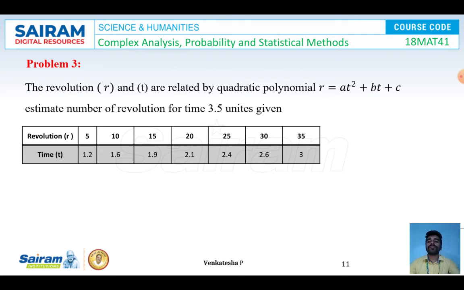Problem number 3. The revolutions r and time t are related by the quadratic polynomial r = at² + bt + c. Estimate the number of revolutions per time 3.5 units. Given revolution as r, that is 5, 10, 15, 20, 25, 30, 35. Time in terms of small t is given by 1.2, 1.6, 1.9, 2.1, 2.4, 2.6 and 3.